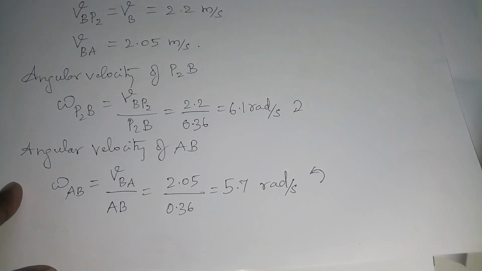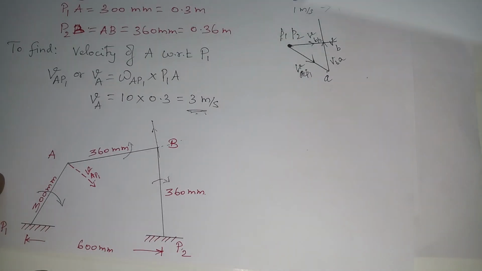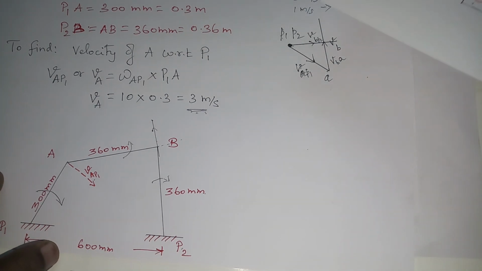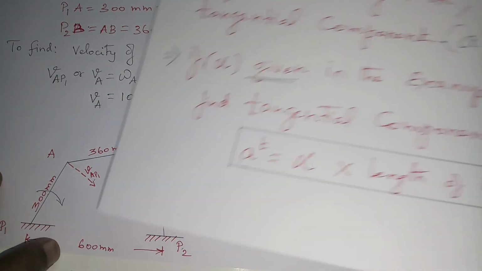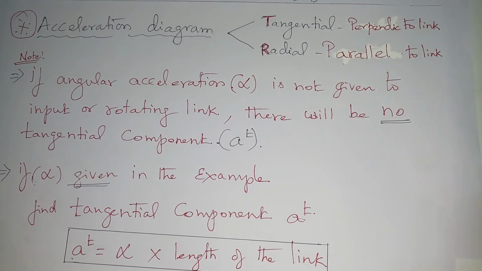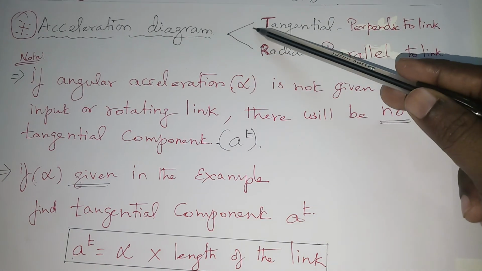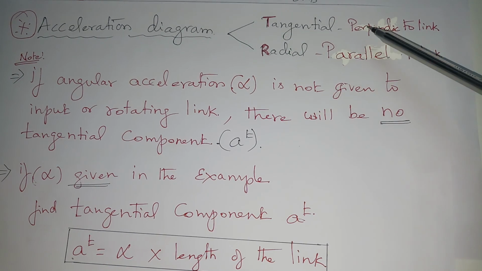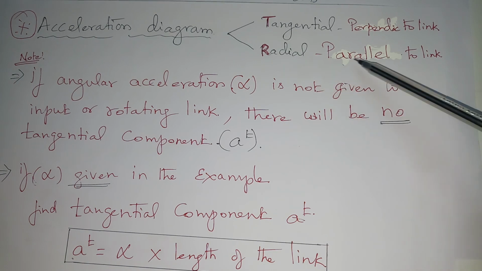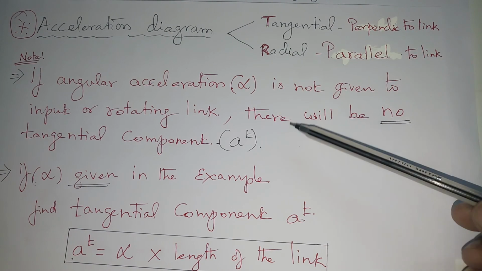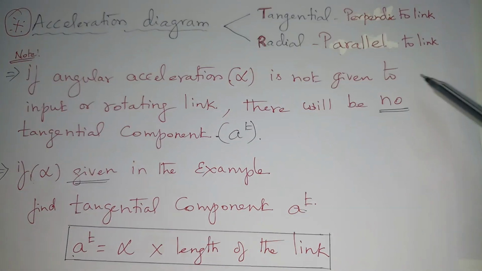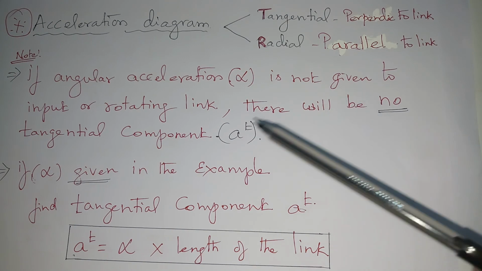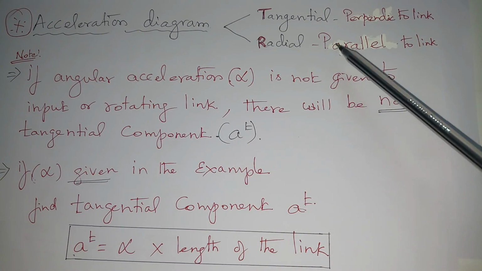So next, you are supposed to draw the acceleration part. Okay. To find the acceleration, a few things you have to consider. For drawing the acceleration diagram, you need two components. One is tangential, the other is radial component. The tangential component will be perpendicular to the link and the radial component will be parallel to the link. Okay. And please note, if the angular acceleration is not given, there will be no tangential component, only the radial component will be there.